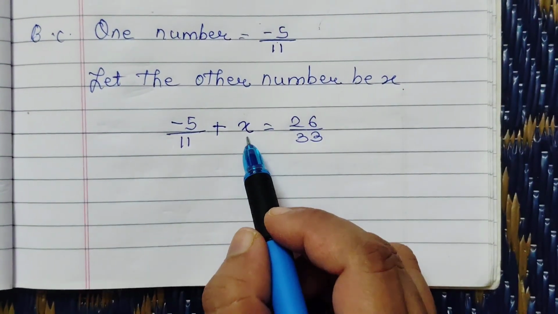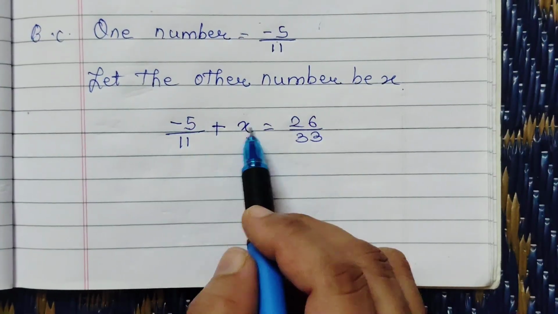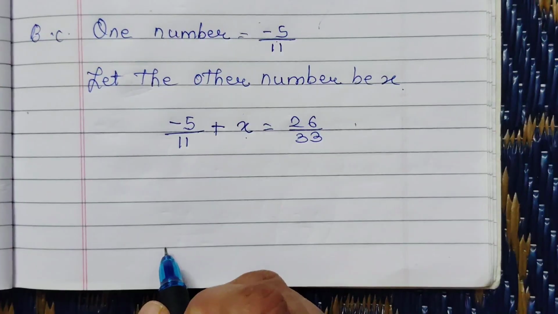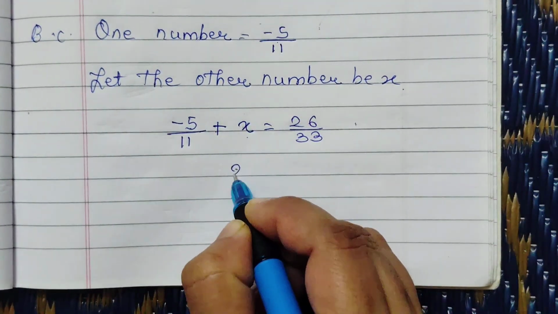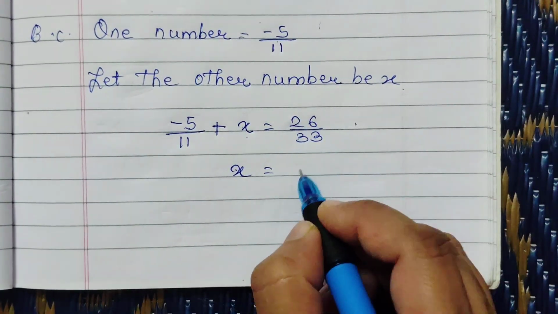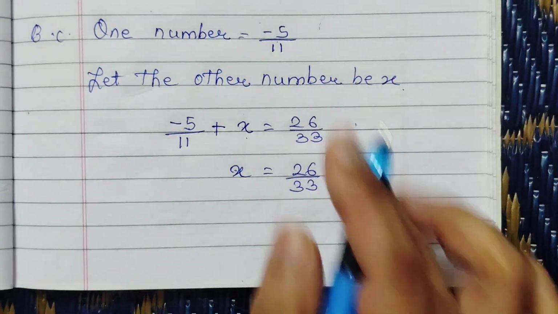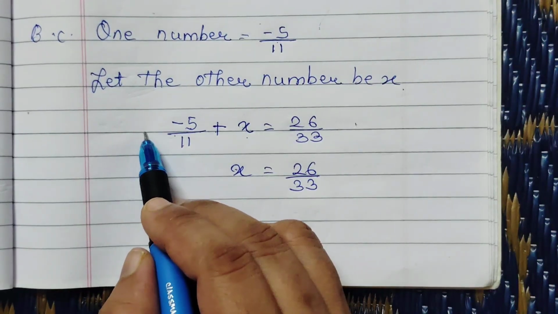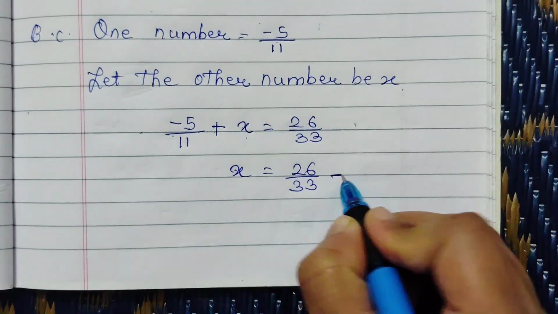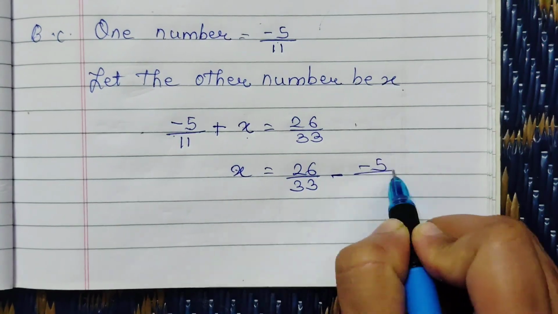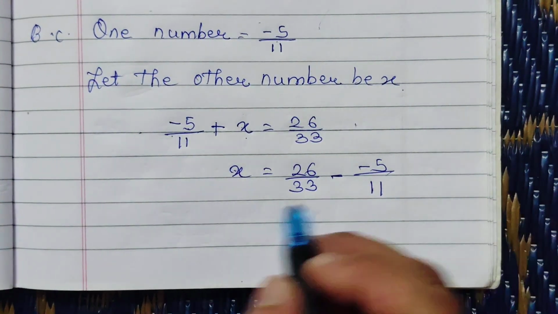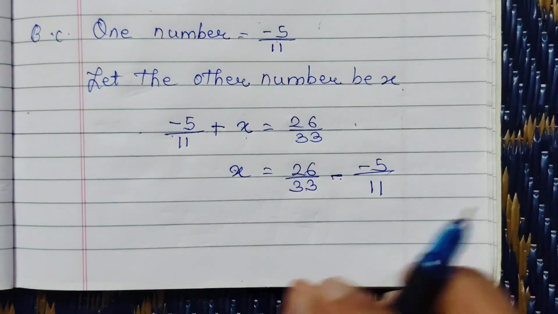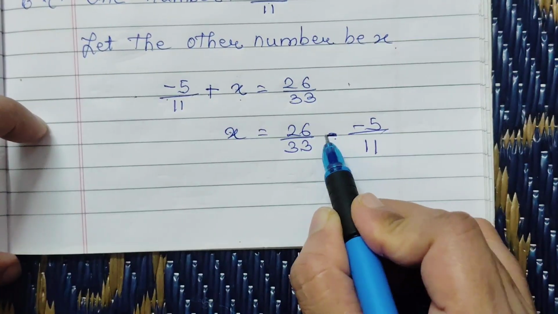Now here we have to find this x. So what is the sign between these? Plus. So this goes here, it will become minus. So x will remain as it is, and 26 upon 33 will remain as it is. Minus 5 upon 11, the sign is plus here, so this goes here, it will become minus, and 5 upon 11 will remain as it is. Got it? Only this goes here, so it becomes minus 5 upon 11. Now we have to subtract both rational numbers.